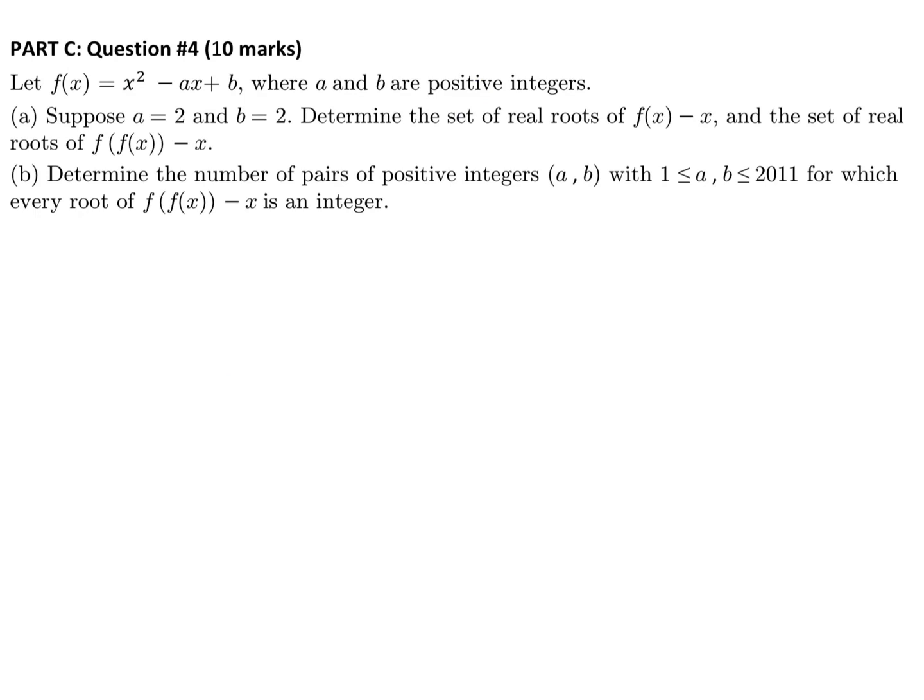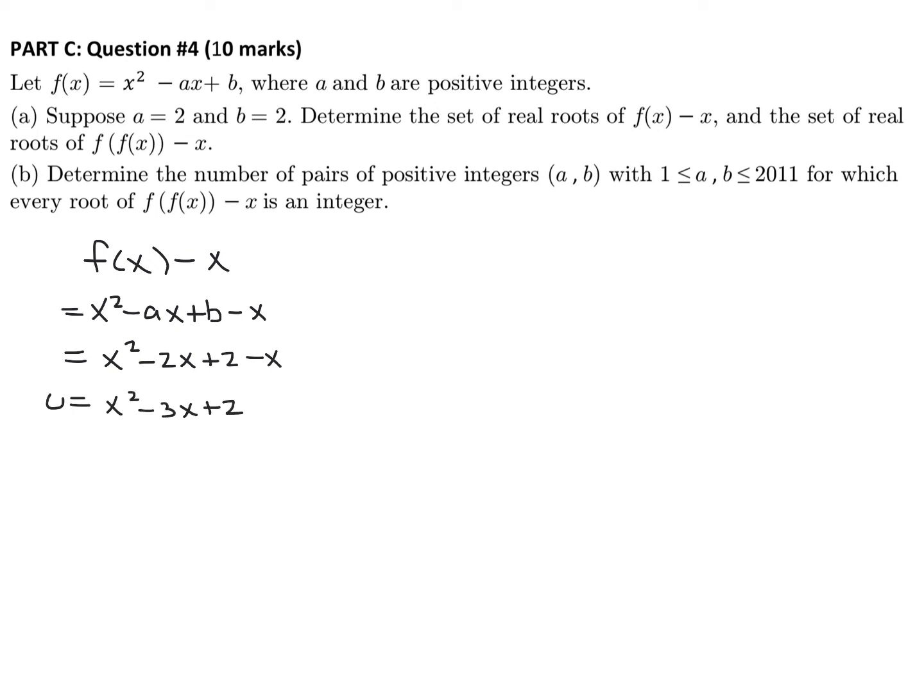Let f at x equal x squared minus ax plus b, where a and b are positive integers. Suppose a is 2, b is 2. Determine the real roots of f at x minus x. Well, f at x is x squared minus ax plus b minus x. Well, the values of a and b, they already told me, are 2 and 2. So there you go. This is x squared minus 3x plus 2.